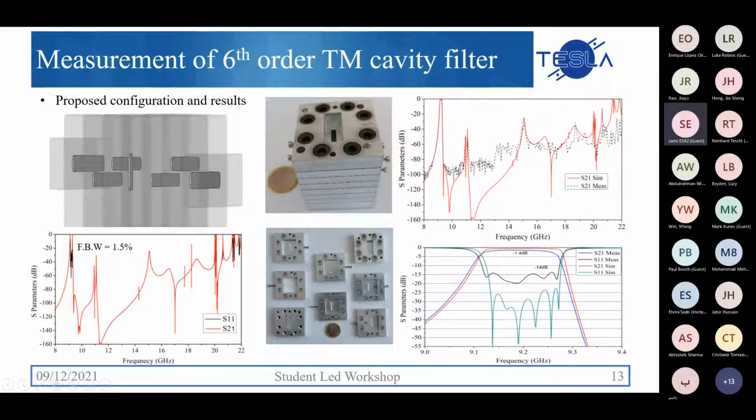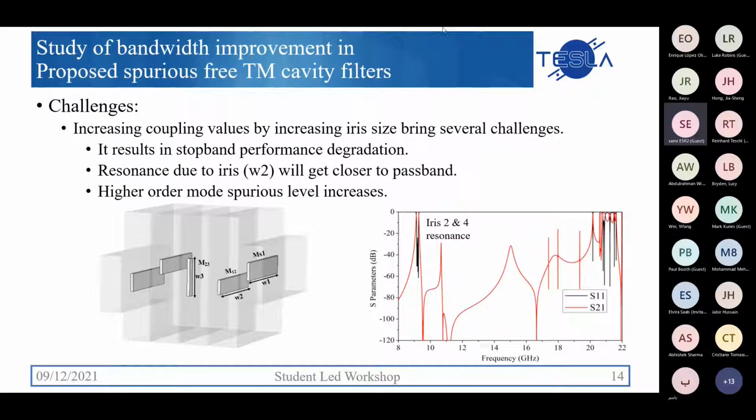So the filters we saw in the previous slides were for narrow band, around 1.3% in case of the 4th order filter and 1.5% in case of the 6th order filter. The challenge in TM cavities when we increase the fractional bandwidth is that coupling iris resonances are involved. Increasing the iris size shifts the frequency of the iris resonances closer to the passband, and it will degrade the performance of the filter in terms of rejection. Also, increasing the central coupling will increase the spurious level due to the higher order modes.